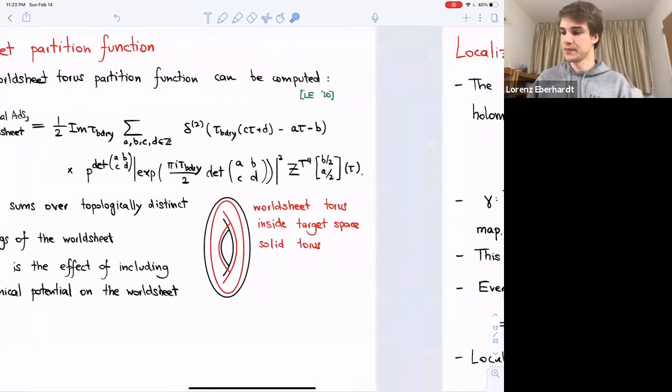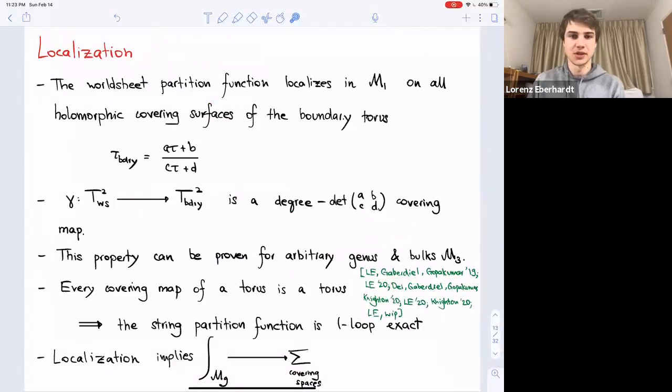Okay, good. So let's look at this localization. And one other way of saying what we just said is that the worldsheet partition function localizes in the modular space of Riemann surfaces, in this case genus 1. And on what does it localize? It localizes on all the holomorphic covering surfaces of the boundary torus. So the relation you can write like this.